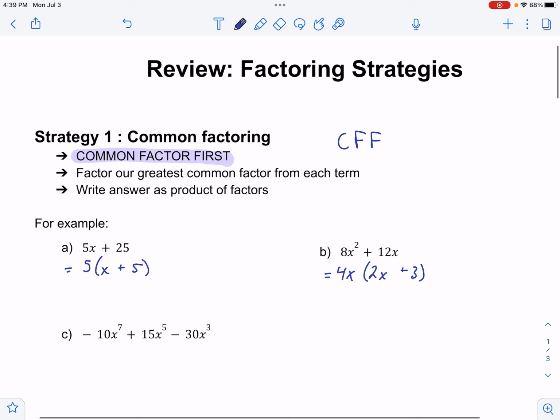In the last example here, once again, I'm checking against both the coefficients and the variables. I can see my coefficients have a common factor of 5, while my variables have a common factor of x cubed. Basically, it's whichever x has the smallest exponent. Remaining in my brackets will be a negative 2x to the power of 4 plus 3x squared, and then take away 6. My last term no longer has any variables remaining because I factored them all out.